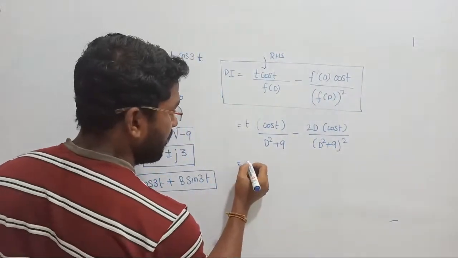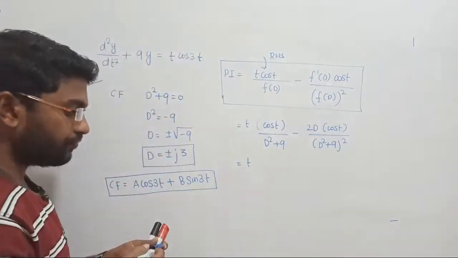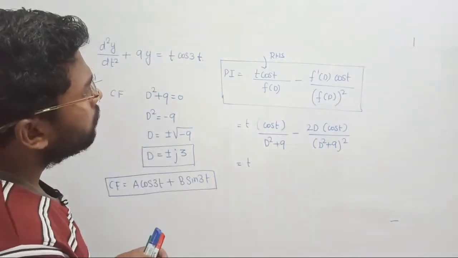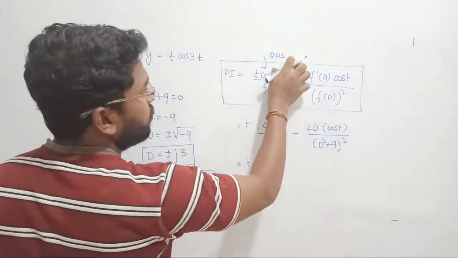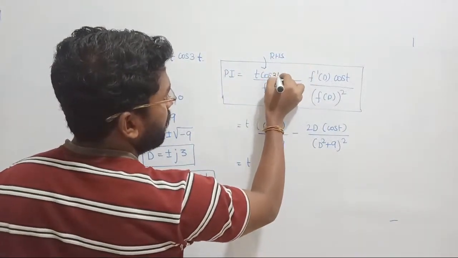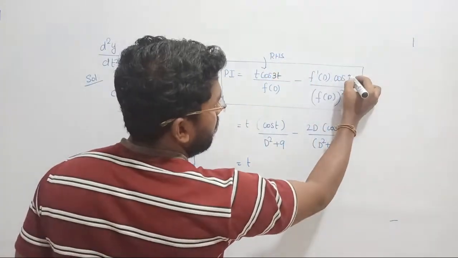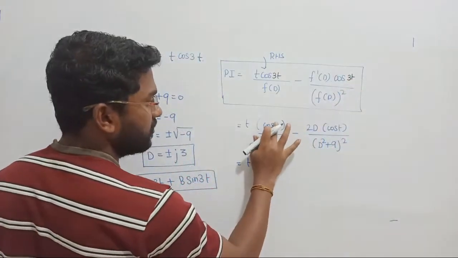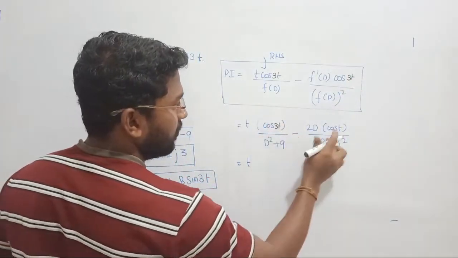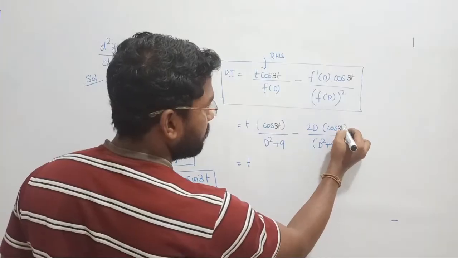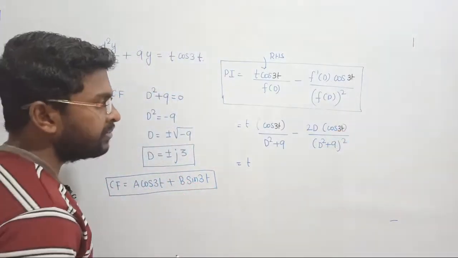So next, let me proceed, t into, this is cos 3t, sorry, I did not notice. That's the problem, sometimes I am making this type of silly mistakes. Okay, let's proceed further.